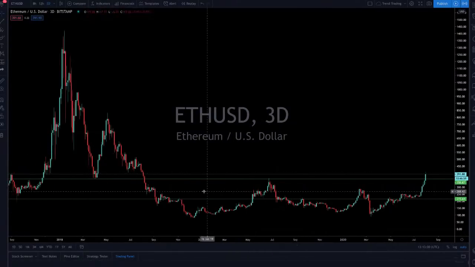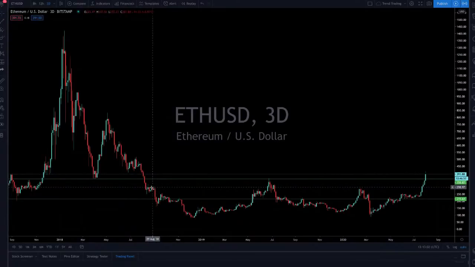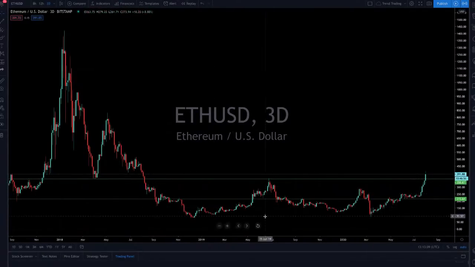So that's a 2-year, going back over here to September of 2018 or August of 2018, that we've consolidated here, putting in this long, big base for 2 years. We've broken the upside resistance now. That set off the bull market in Ethereum.